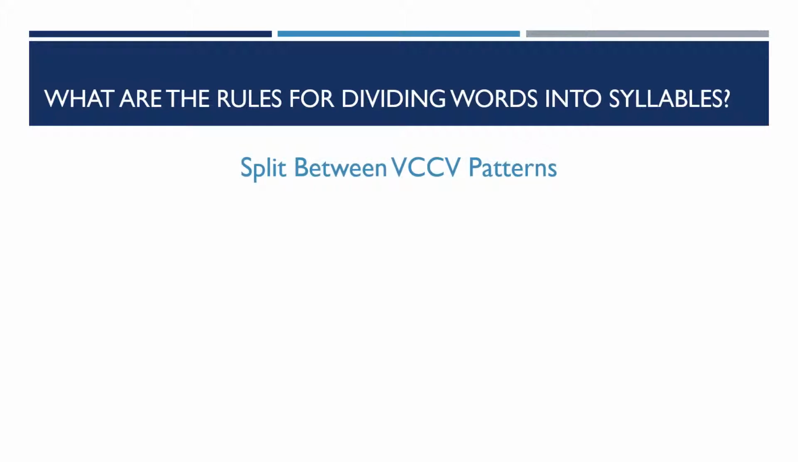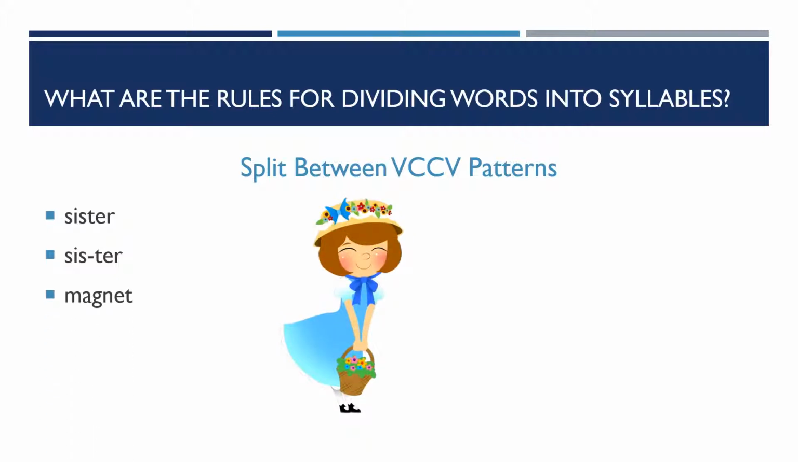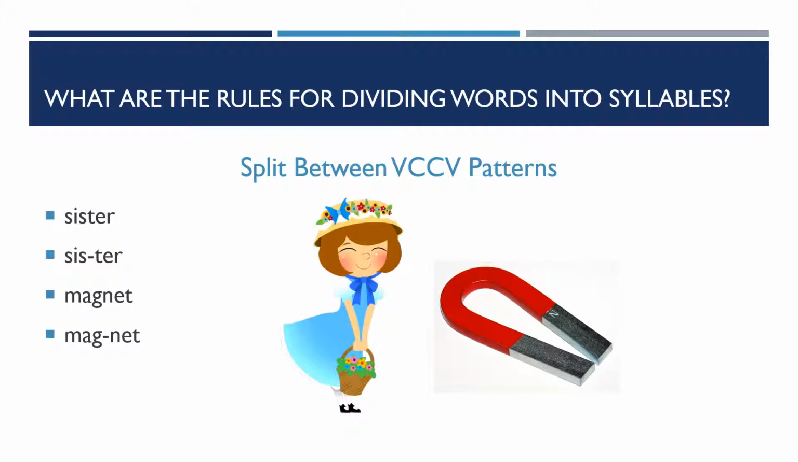The next rule is to split the word between the two consonants on vowel, consonant, consonant, vowel patterns. In the word sister, we are going to divide the word between the S and the T. So we have two syllables, sis-ter. In magnet, we'll divide between the G and the N. Magnet. And in the word pumpkin, we're going to divide between the P and the K for pump-kin.